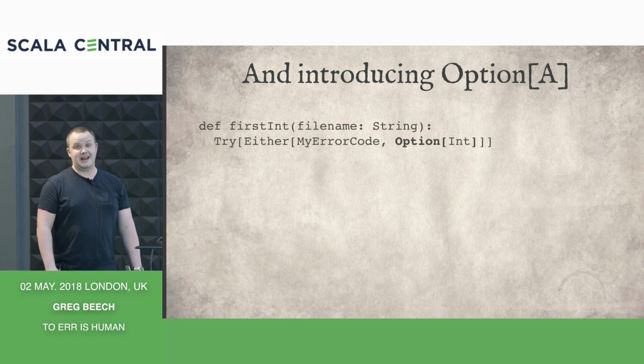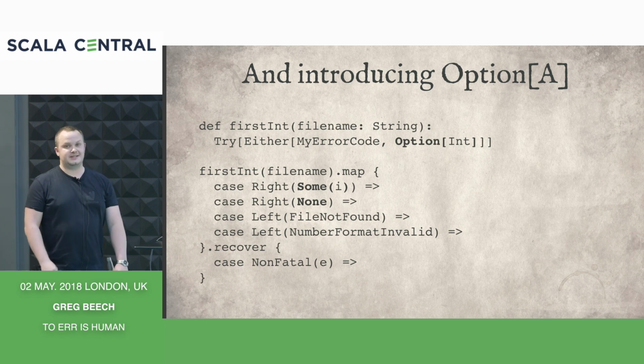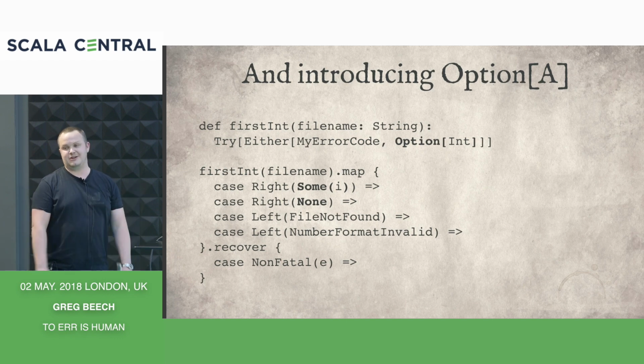We can extend the signature again. So now we've got something that we're going to try to either return an error code or possibly an integer if it's in the file. Again, we can extend our handling. Because Option is an algebraic data type as well, the only options are Some or None. So again, we know that this is completely exhaustive and is going to handle every possible case. This can get pretty messy, particularly in a for comprehension. So if we had more time, we could talk about monad transformers, which are a slightly divisive subject. This gives you a way to flatten these hierarchies and only deal with the things you want, but we don't have time.